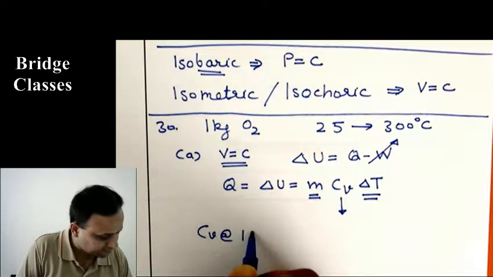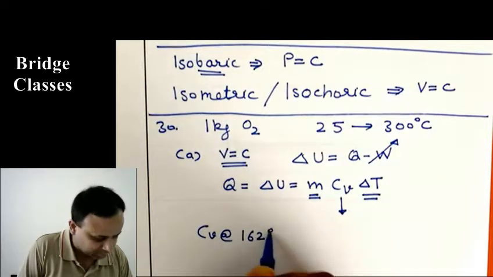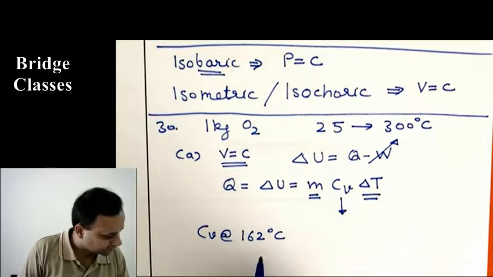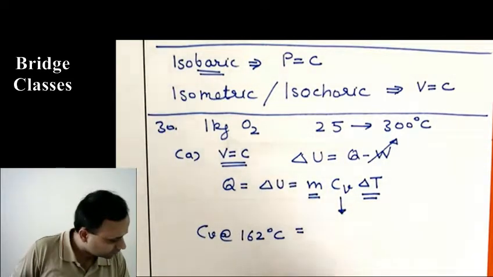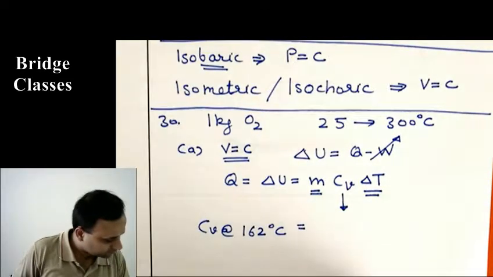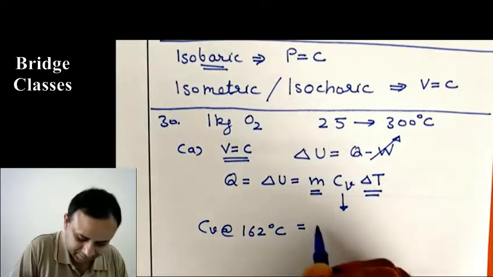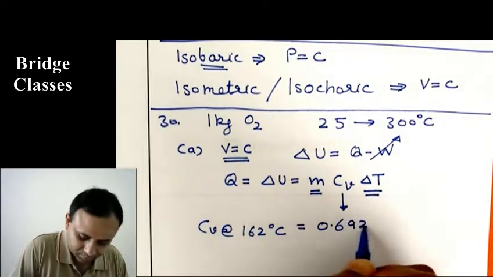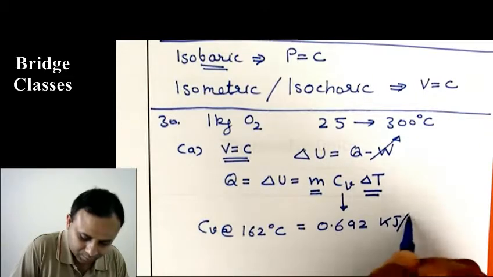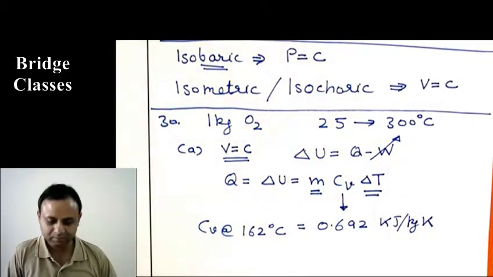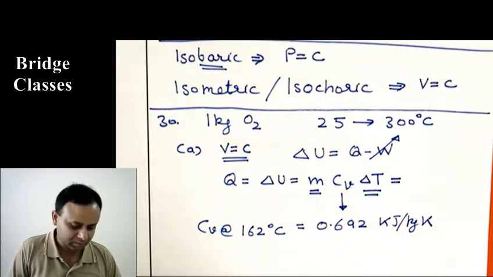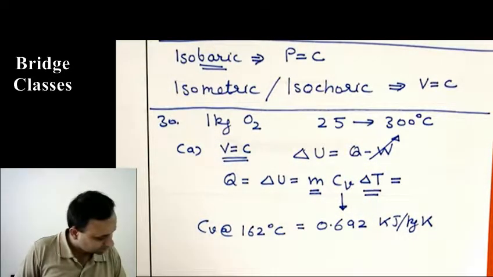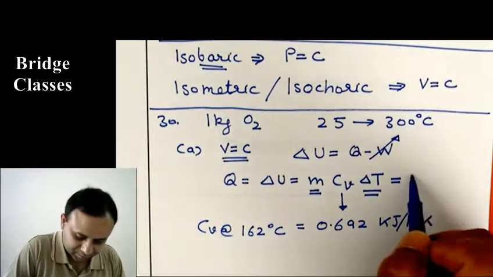Average temperature is around 162 degrees C in this case. So around that temperature you get Cv is 0.692 from the table, in kilojoule per kilogram Kelvin. So just plug this number here and you get the heat transfer as 190.3 kilojoule.